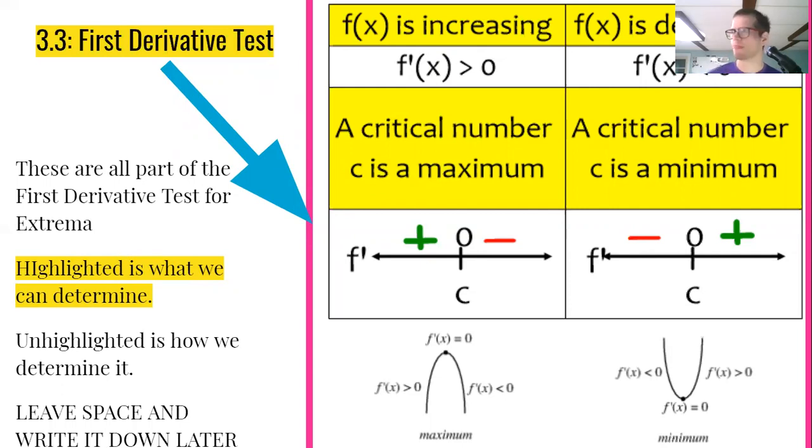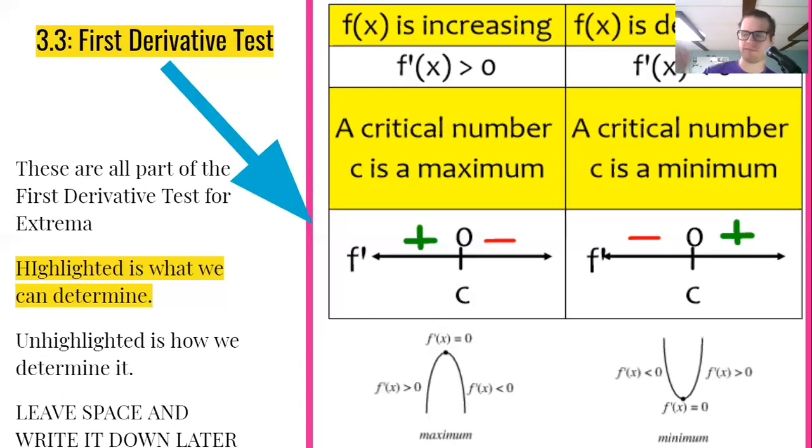So I want to point that out, though, is f prime of x. Everything that's highlighted is something that we can determine. And the thing immediately below it that's unhighlighted is how we determine it. And everything here is the first derivative test. If I want to know if f of x is increasing, I need to show f prime of x is greater than 0, is positive. If I want to find out if f of x is decreasing, then I need to show f prime of x is less than 0, that f prime of x is negative.